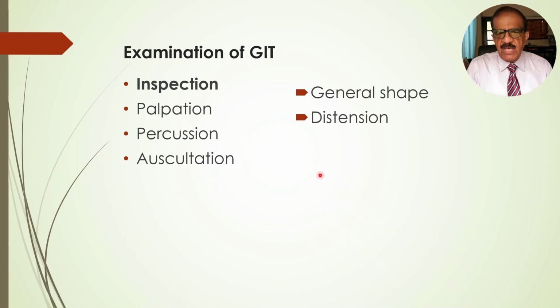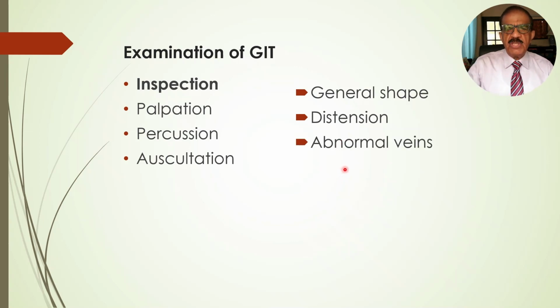Then see if there is any distension. Distension could be due to ascites or could be due to distension of intestines or some other massive organomegaly. Or then you examine abdominal veins. You are just actually looking at the abdomen, and all these things you can note.